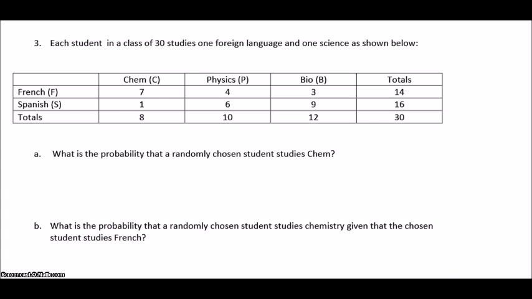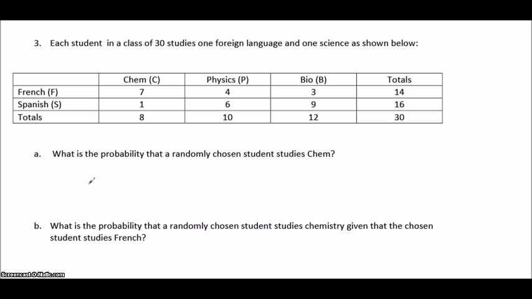Okay, so let's do a couple quick examples here. This first one is we see a student in a class. Each student in a class of 30 studies one foreign language, French or Spanish, split in this table here, 14 in French, 16 Spanish, and then they study one science, 8, 10, and 12 between chem, physics, and bio, all adding up to 30, and so all the students fit in exactly one of these cells.